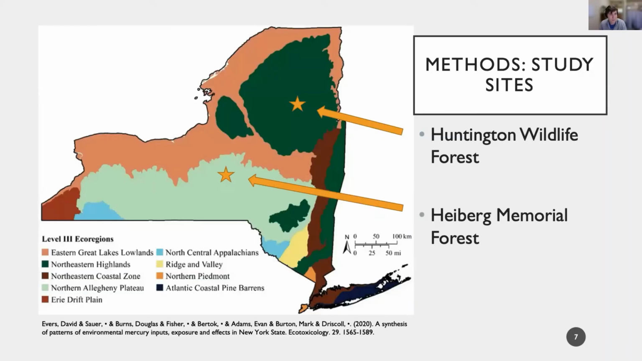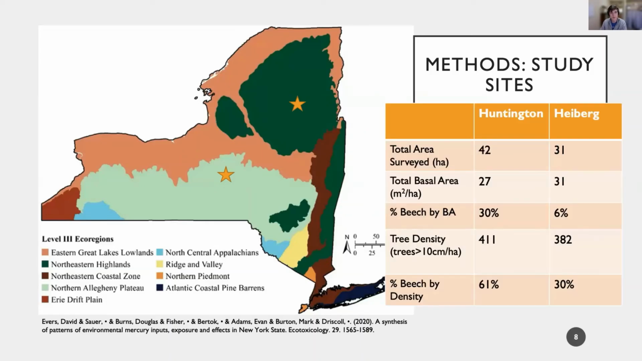So this was at SUNY ESF in New York. We have two properties that we looked at that are owned by the university. One is in the central Adirondacks, that northernmost star there, Huntington Wildlife Forest, and one is on the Allegheny Plateau, a little further south in New York, Hyberg Memorial Forest. And these forests were both northern hardwood forests, primarily sugar maple canopies with mixtures of ash, yellow birch, very typical northern hardwoods. And they were similar in area.